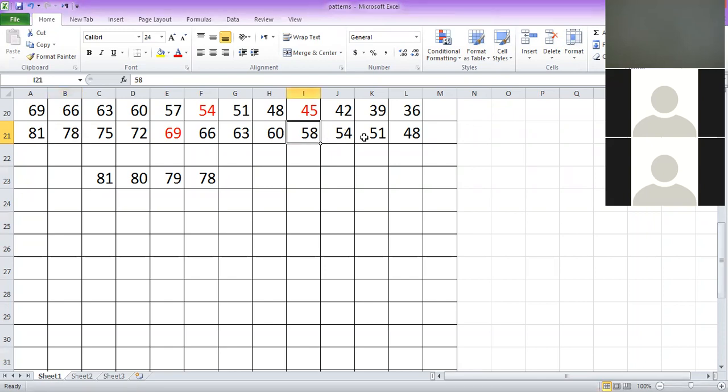So after 60, if you count back in 3s, one time you go back, 59. Two times you go back, 58. And three times you go back, what will be the answer? 57. So the answer should be 57, not 58.